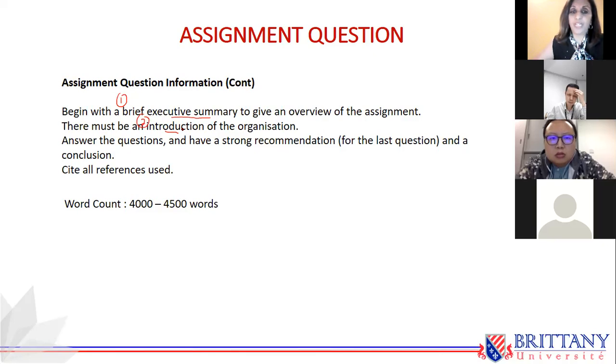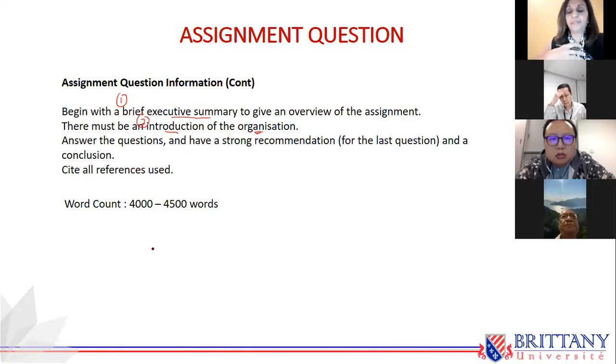So then you must also have an introduction. This introduction is of the organization, the institution. So just a brief summary about what kind of business it is in, higher education, lower education, management. And then maybe if you want, you can put in an organization chart so that when we are reading the assignment, we can understand the role of the institution and where you are in that chart. You do not need to use actual names, right? But for yourself, you can put in your name, okay? Because some of it may be confidential. Then answer the questions and have a strong recommendation for the last question. Cite all references that you have used.